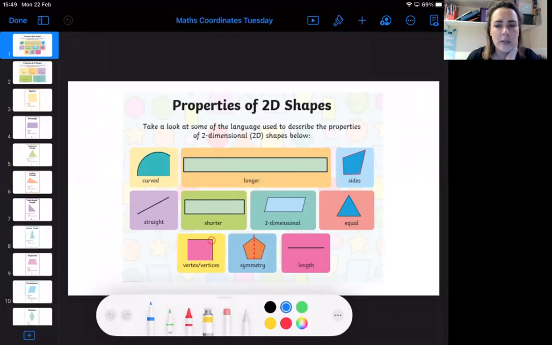Today we're going to be continuing to think about coordinates, but before we do that we're going to remind ourselves of some of the properties of 2D shapes and some of the language that we use around them because they will come up in some questions later on in today's activity.